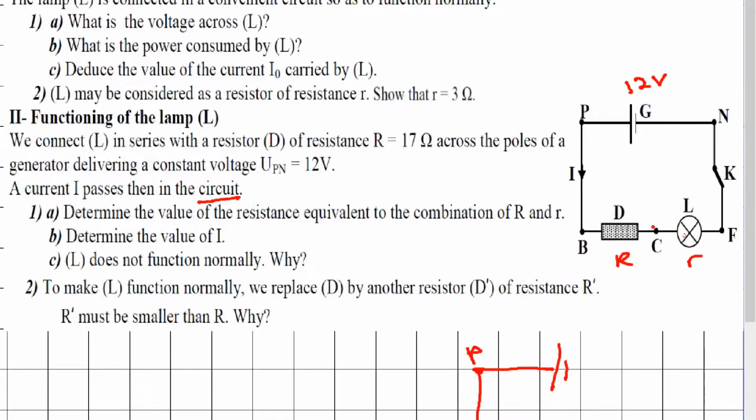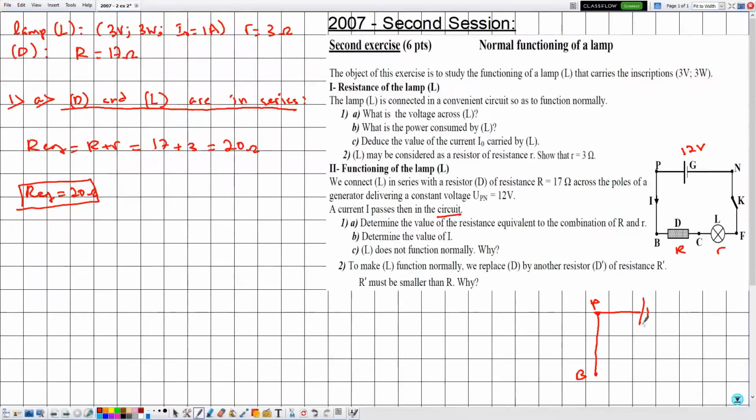Here, point C will disappear because D and L are replaced by the equivalent resistance R equivalent. Now this is the point N. Through N here we have the closed switch K and R equivalent. This is N. This is the closed switch K. This is 12 volts traversed by the electric current I.